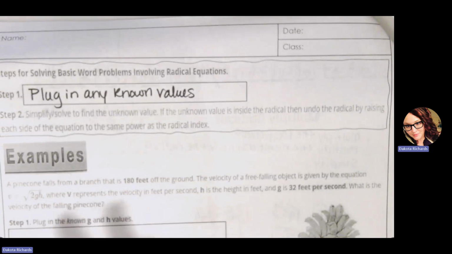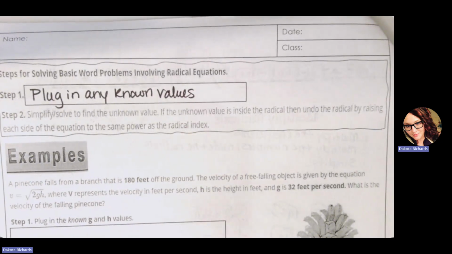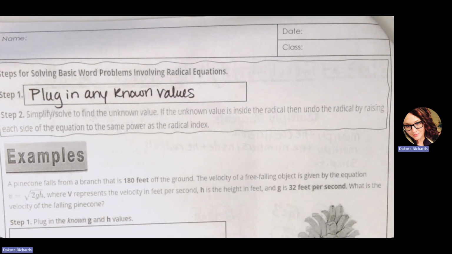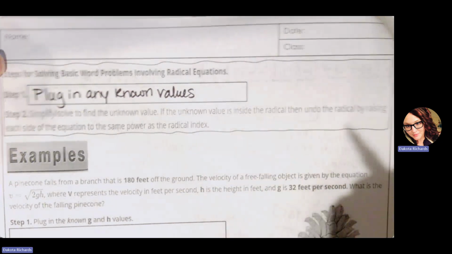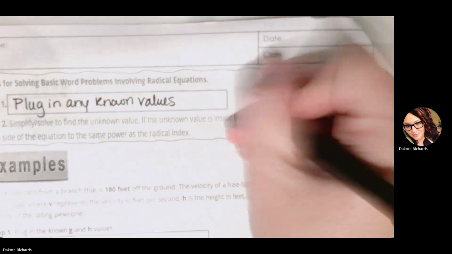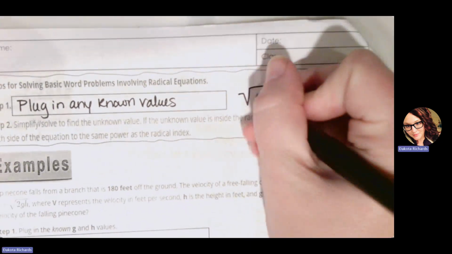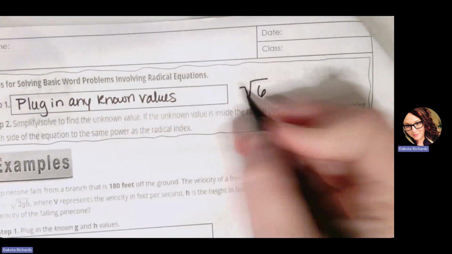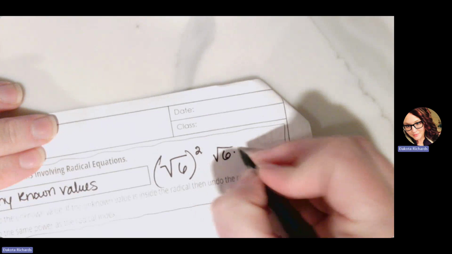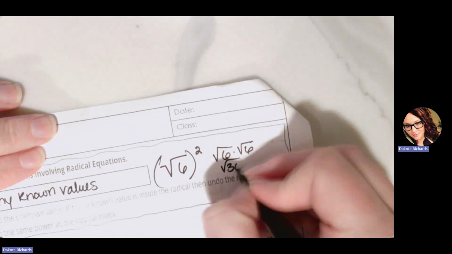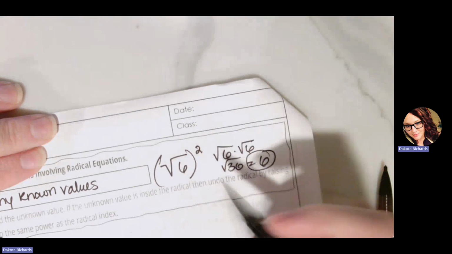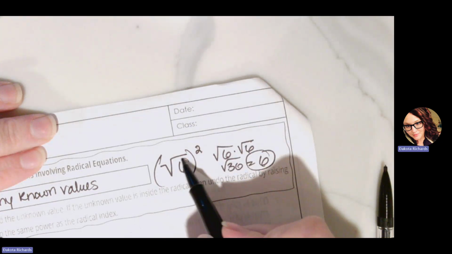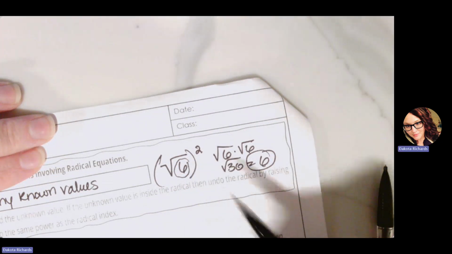Step 2, you want to simplify/solve to find the unknown value. If the unknown value is inside the radical, then undo the radical by raising each side of the equation to the same power as the radical index. What that means, so if you have the square root of 6, to undo that, you just square it. So the square root of 6 times the square root of 6 is the square root of 36, which is just 6. So when you do that, you end up getting whatever this number is under the radical.